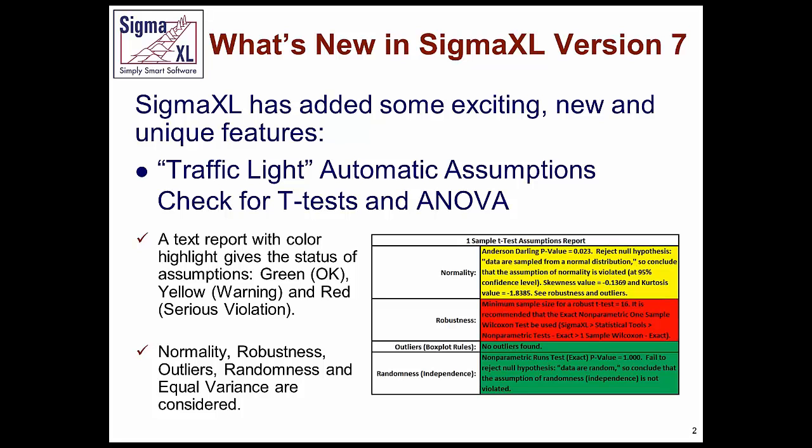Green means everything's okay. Yellow is a warning, just something to look at. And red means it's a serious violation and you really need to take action. We consider normality, robustness to normality based on sample size, outliers, randomness, and equal variance.